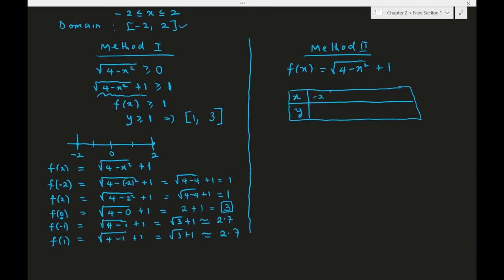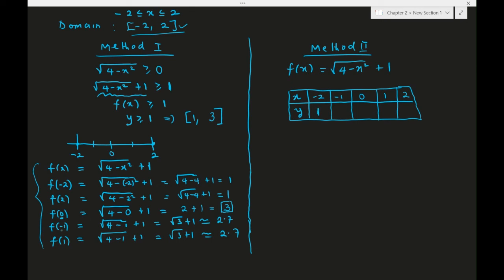So we can start from minus 2. We can take minus 1. We can take 0. We can take 1. And we can take 2, because this is our restricted domain. So we can do this. And to get the value of y is not difficult because we already have some values here from this one. So what is y when it is minus 2? F of minus 2, as you can see, is 1. So we have this.